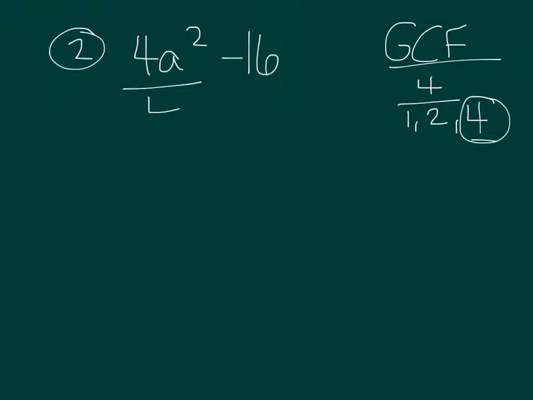So I'm going to divide each of the terms by 4, divide by your GCF, and then you're going to put your GCF outside. Your GCF always goes out here. So 4a squared divided by 4: 4 divided by 4 is 1, and then you still have an a squared.